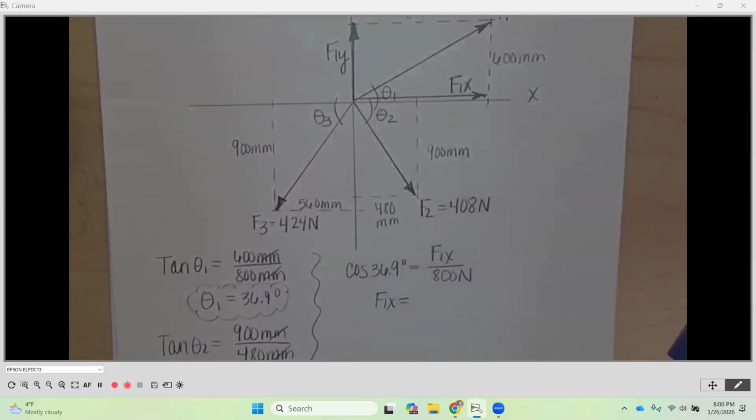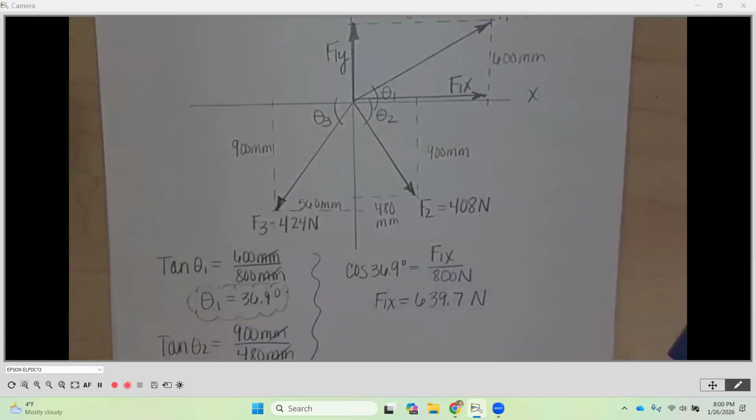So I'm going to do that very same thing. F1X is going to be equal to 800 times cosine of 36.9. Multiply those together. So you should get 639.7 newtons.